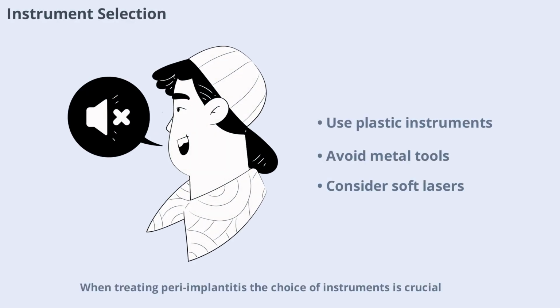When treating peri-implantitis, the choice of instruments is crucial. Conventional metal instruments can damage the implant surface, so clinicians should opt for plastic tools specifically designed for implants. In some cases, soft lasers may also be used to decontaminate the area without causing harm. This careful selection of tools helps preserve the integrity of the implant and surrounding tissues, ensuring that the treatment is both effective and minimally invasive.